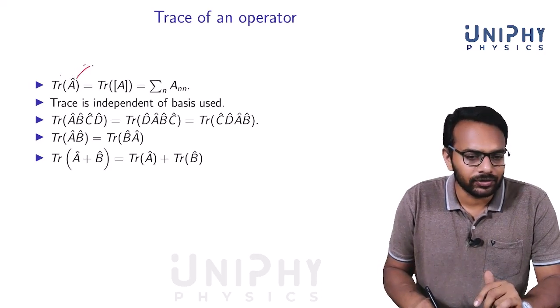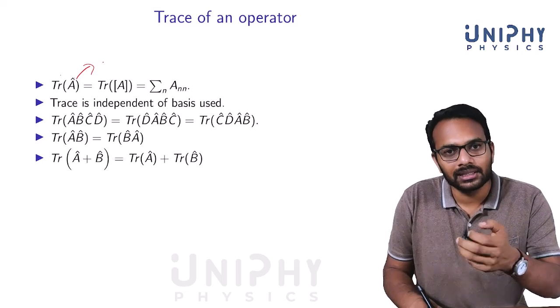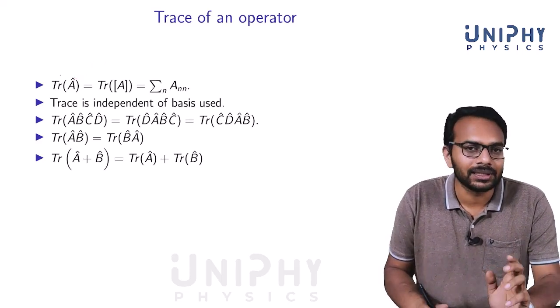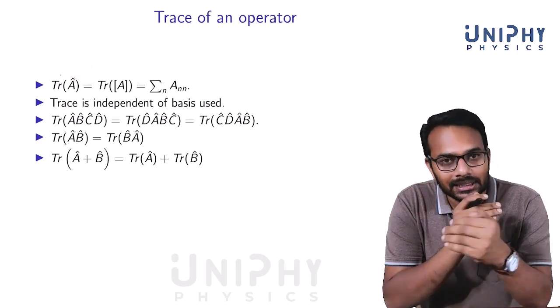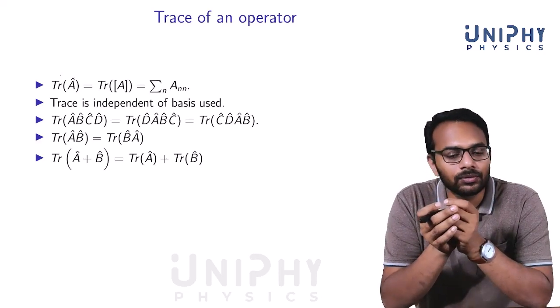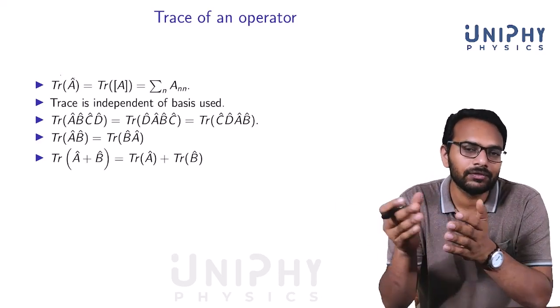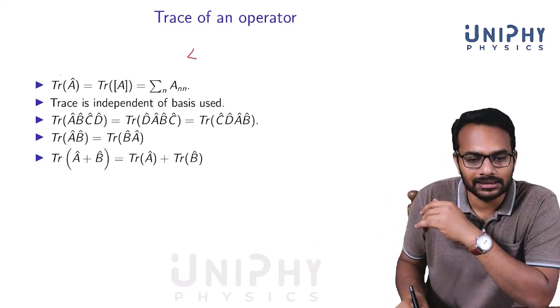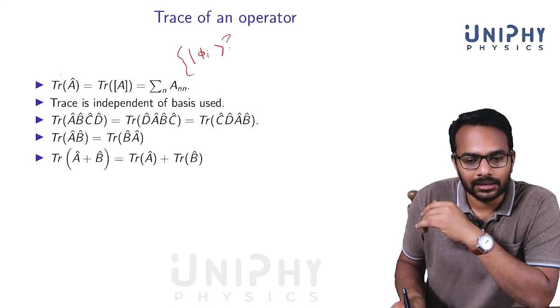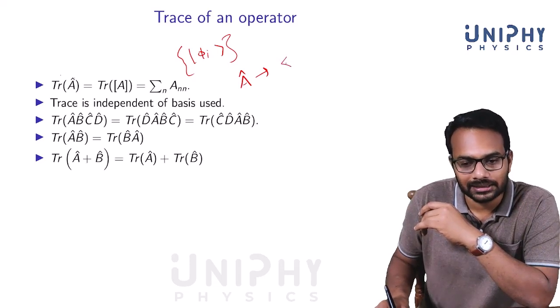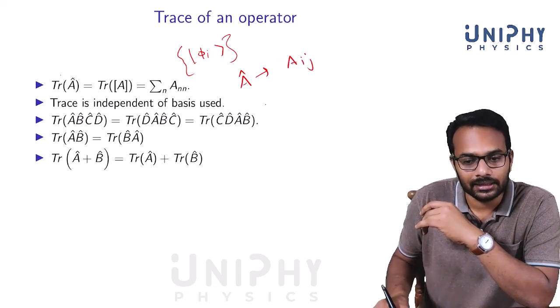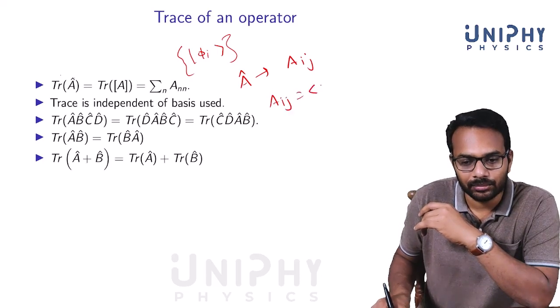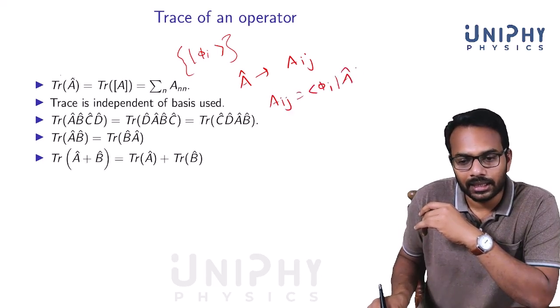To find the trace of an operator, you expand that operator in a particular basis. You know that an operator can be represented as a matrix, and then you take the trace of that matrix. So in order to represent an operator by a matrix, you have to go to a particular basis. If you have a basis set phi i, then any operator can be represented by matrix elements A_ij, where A_ij is the matrix element of phi i, A, phi j.